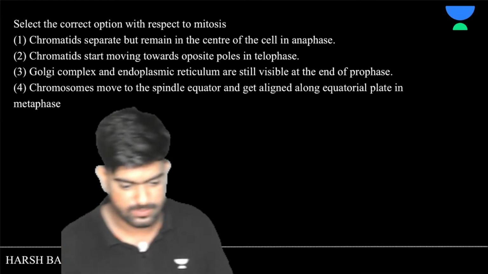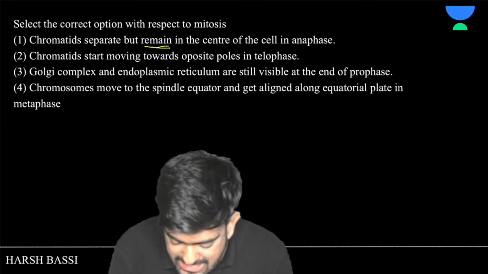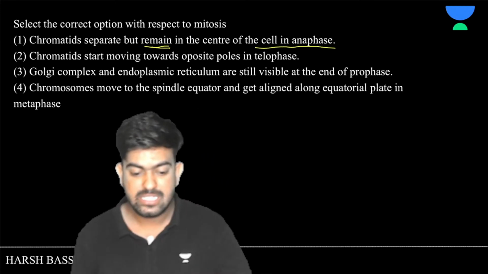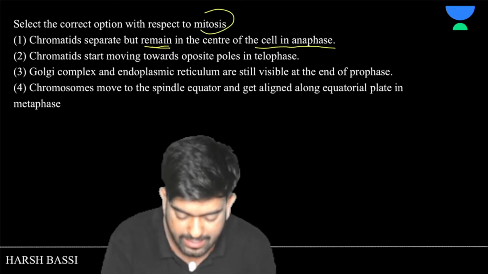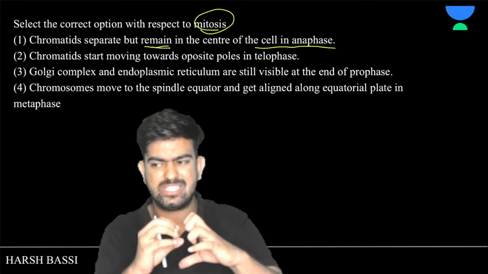That's very good, Tanish. So chromatids separate but remain in the center of the cell in anaphase. Select the correct option with respect to mitosis. So in mitosis, just imagine, chromatid separates. Okay, sir.